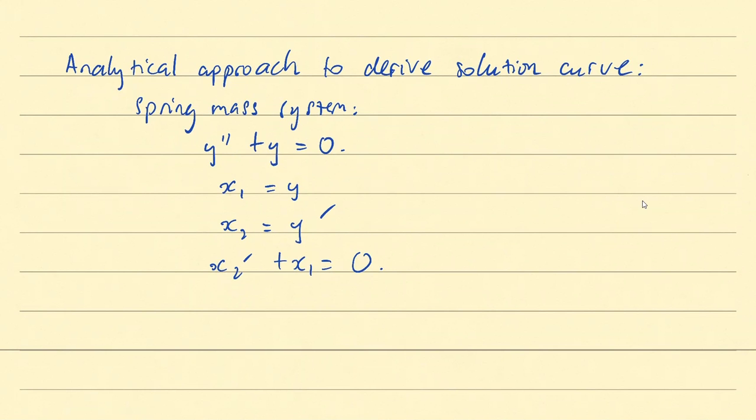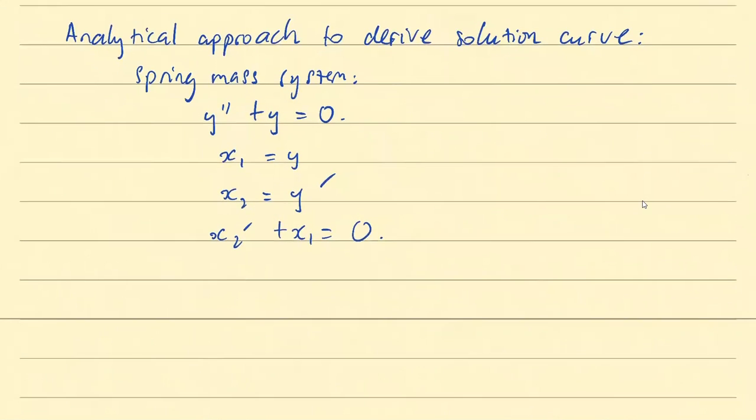So the system is something like this. dx1/dt is equal to x2, since differentiating x1 gives you x2. And dx2/dt is going to be minus x1. That's the system.